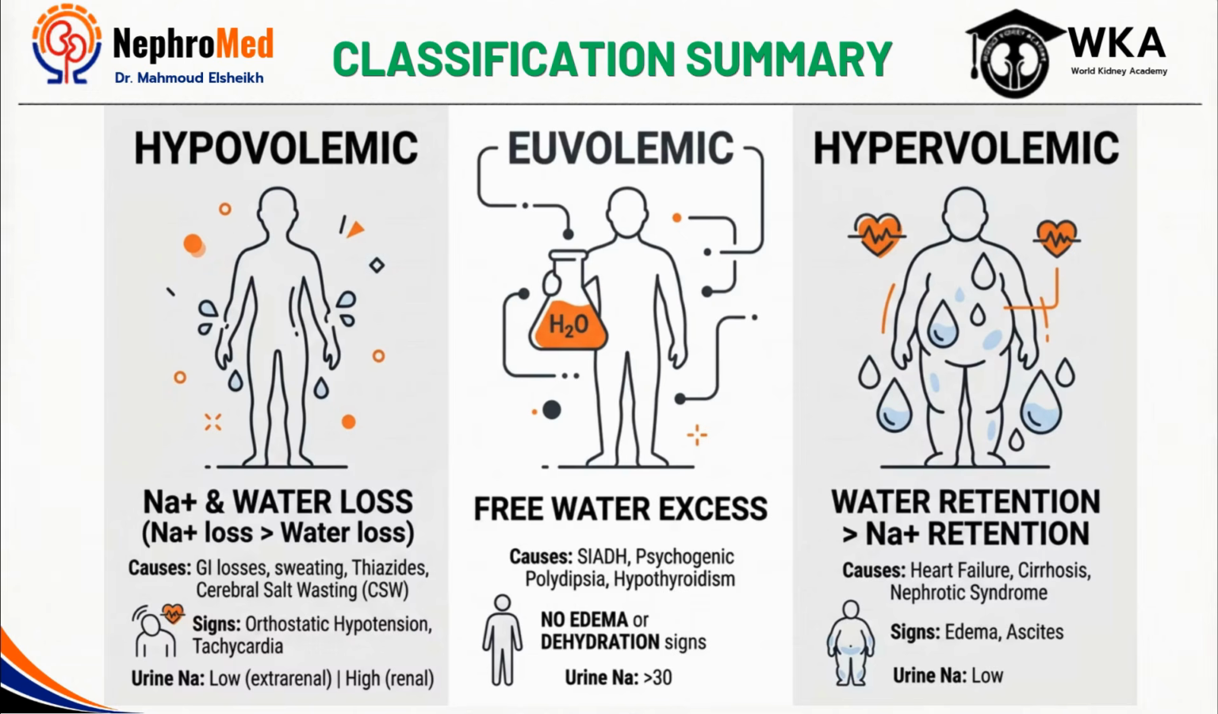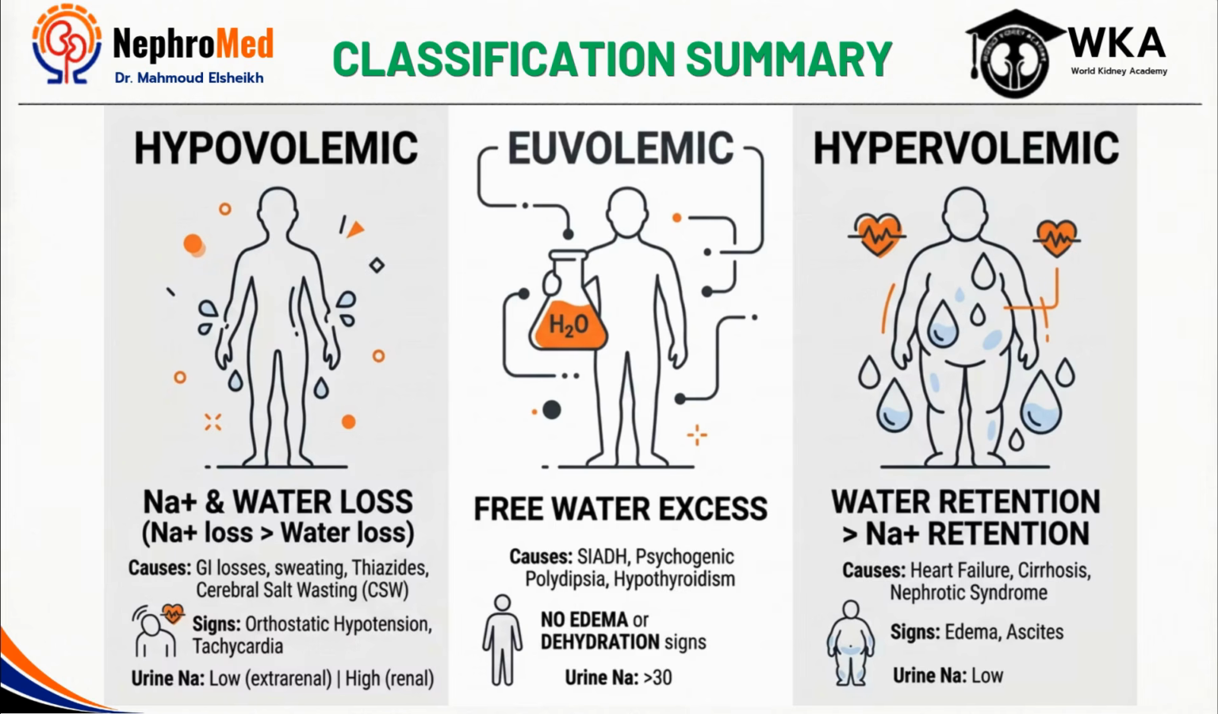To simplify everything we discussed, hyponatremia can broadly be approached through three major physiological categories: hypovolemic, euvolemic, and hypervolemic hyponatremia. In hypovolemic hyponatremia, both sodium and water are lost, but sodium loss exceeds water loss. Common causes include GI loss, diuretics, especially thiazides, sweating, and cerebral salt wasting. Clinically, these patients usually show signs of volume depletion, such as orthostatic hypotension, tachycardia, and dehydration. Urine sodium helps differentiate renal from extrarenal losses.